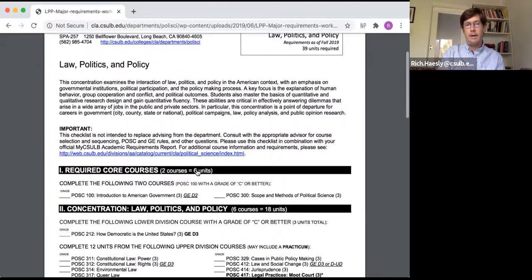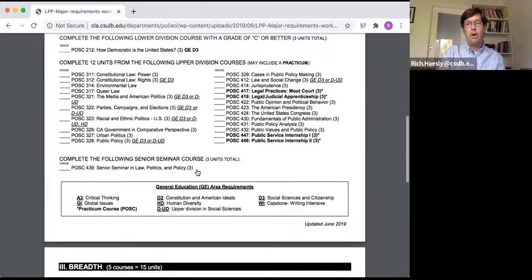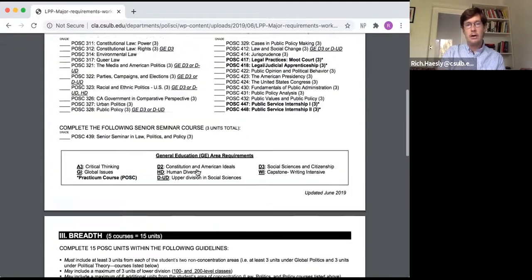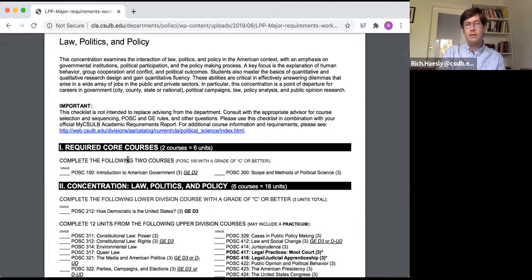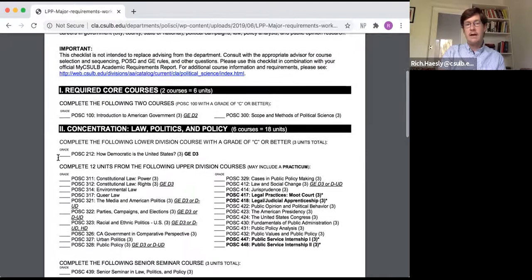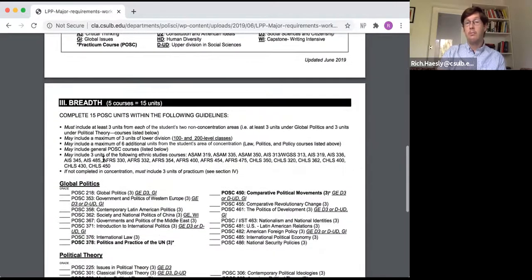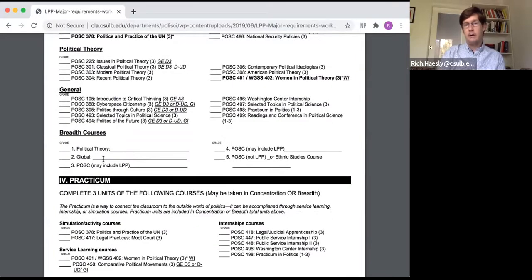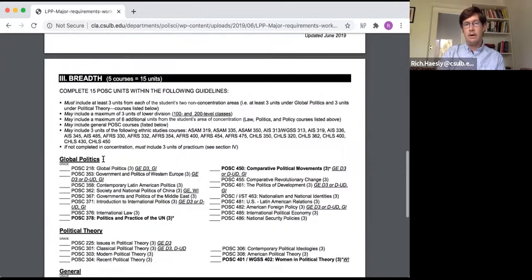So there's one for law, politics, and policy, another one for global politics, and a final one for political theory. They're very similar in their structure in that they have this first category, the required courses, that is required for all political science majors. The second area are your concentration courses, and so they list, if you're law, politics, and policy, all the courses within the concentration and specifically which types of courses you need to take. This third category are your breadth courses, and then finally there's this fourth category called a practicum, and we'll get to that at the end when we talk about this sheet.